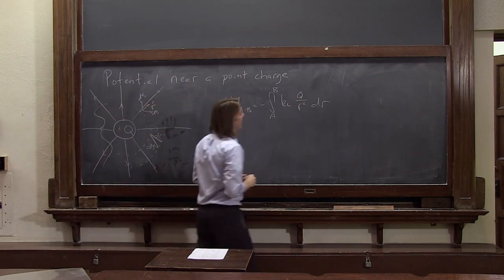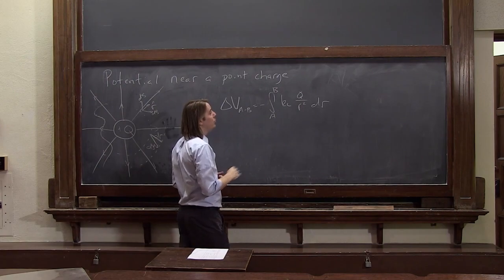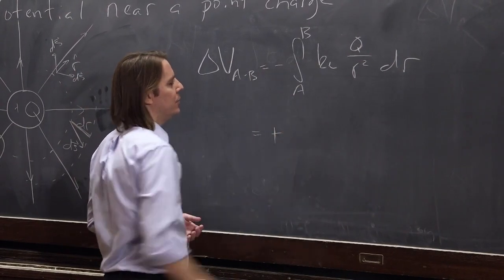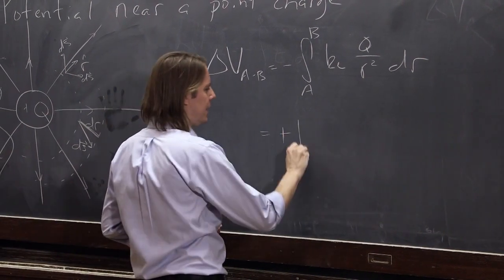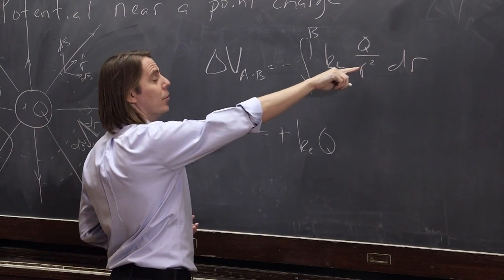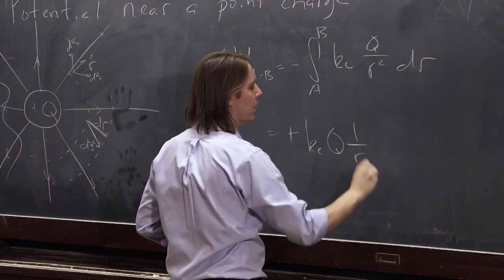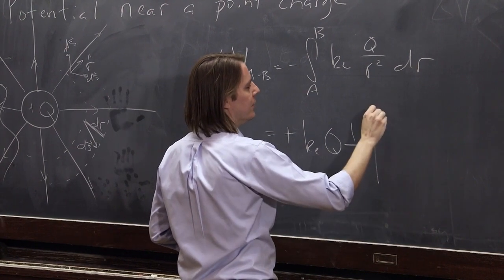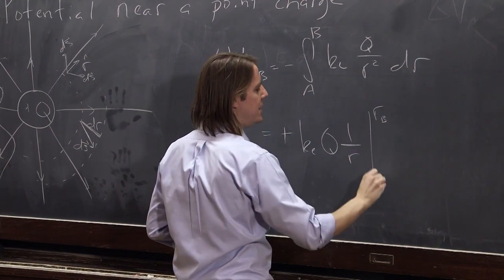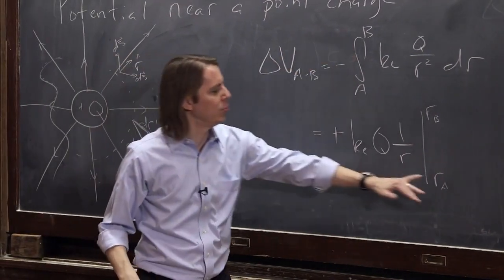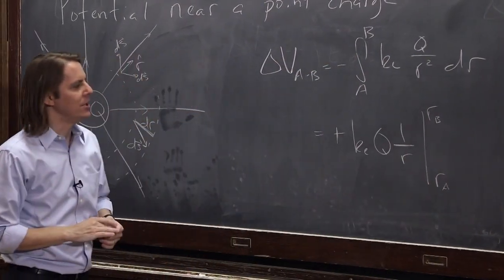So this is R to the minus 2, so you bring it to the minus 1, divide by the minus 1, which makes that go away. So it's positive KEQ, and then it goes to R to the minus 2, R to the minus 1, 1 over R. And it's evaluated from, let's see, RB to RA. So we'll say the points A and B mean at the radius RA and at the radius RB.